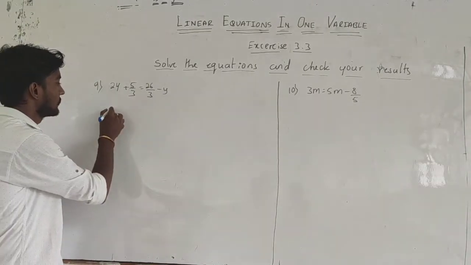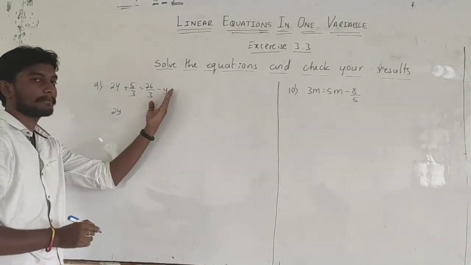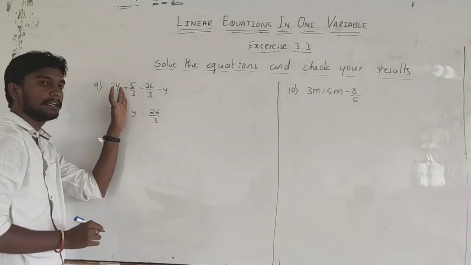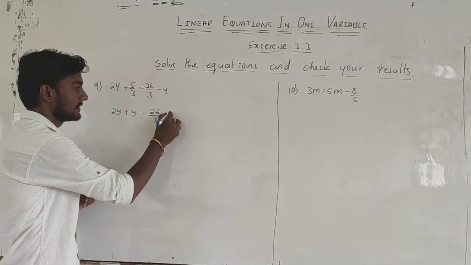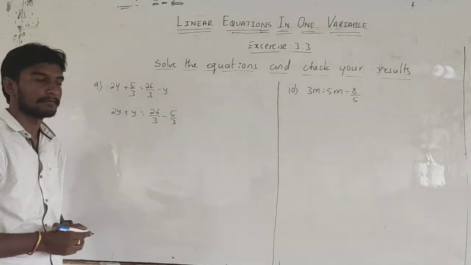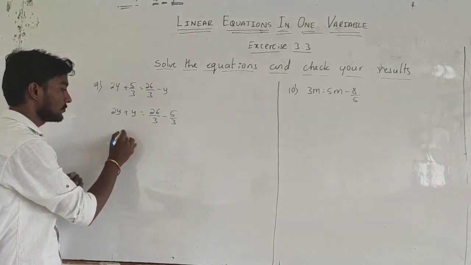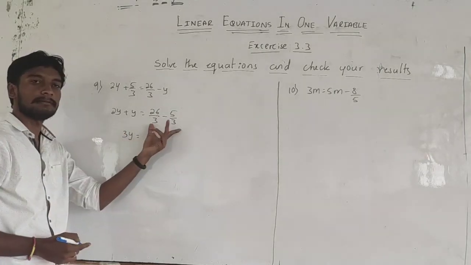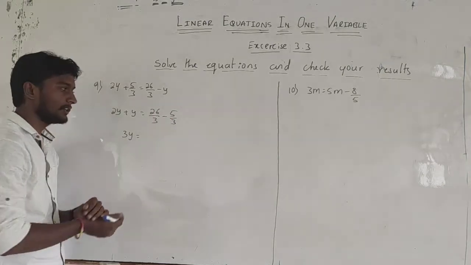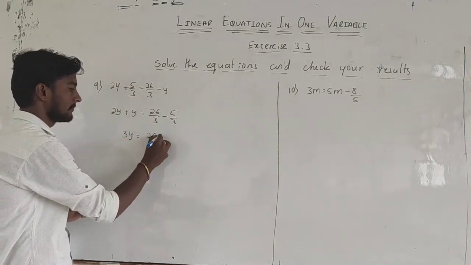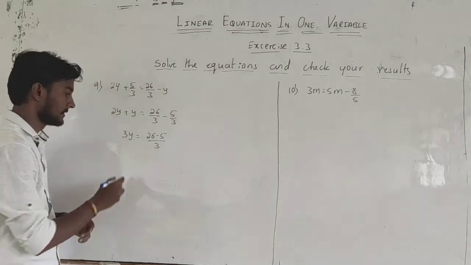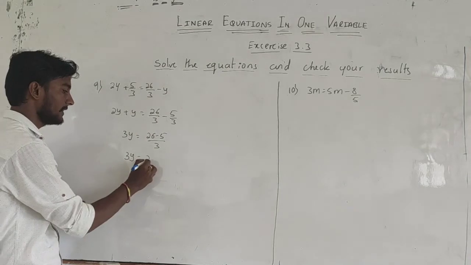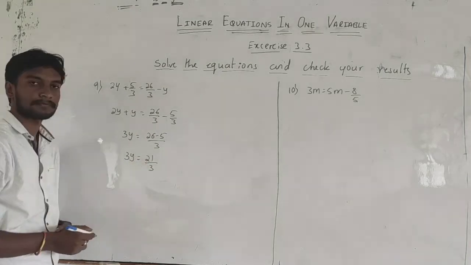Next one, 2y, you keep it as it is. Take this minus y, this side, plus y is equal to 26 divided by 3. This plus 5 by 3, if you take this side, minus 5 divided by 3. 2y plus y is 3y is equal to, both the denominators are same. At that time, you have to subtract the numerator. 26 minus 5 divided by 3. 3y is equal to 26 minus 5. It is equal to 21 divided by 3.